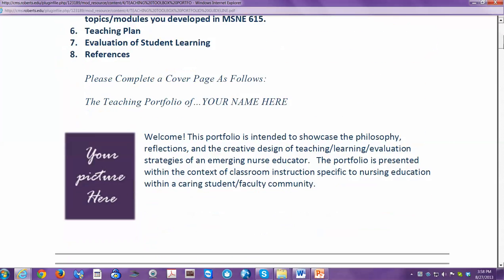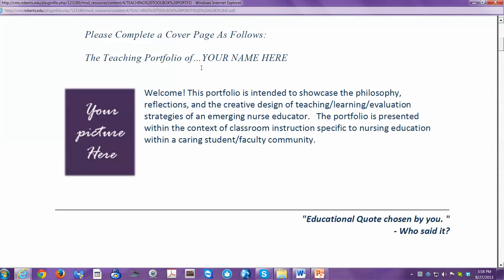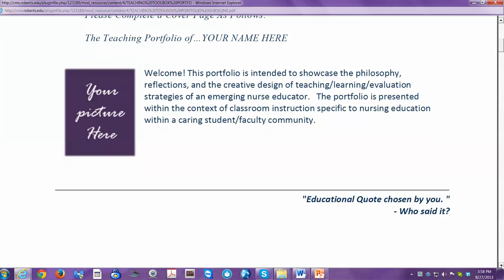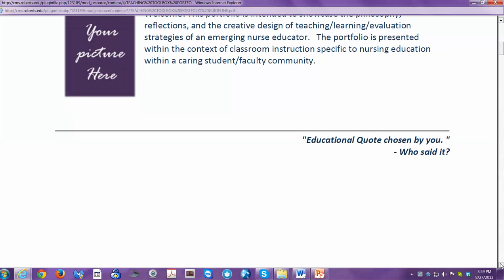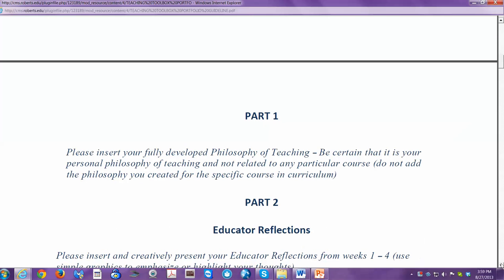Then you're going to have a cover page, and your cover page would be exactly like this, the teaching portfolio of, put your name in here, put a picture over here, and then this is what it's to say. Down at the bottom of this front page, you would have a quote that you chose and cite the source of the quote. And I would assume the quote is going to be about education. Then we go to part 1.